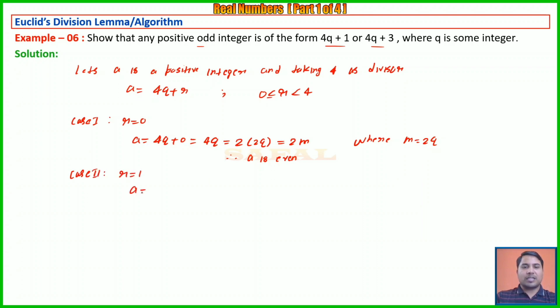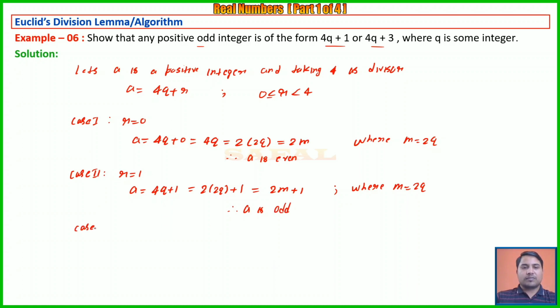So that time I will get A equals 4q plus 1. Now 4q plus 1, so maybe I can write 2 times of 2q plus 1, or 2 times of m plus 1, where m is 2q. So again I can see that since 2m is even and I am adding 1 to it, this number is going to be odd. So A is odd in this case.